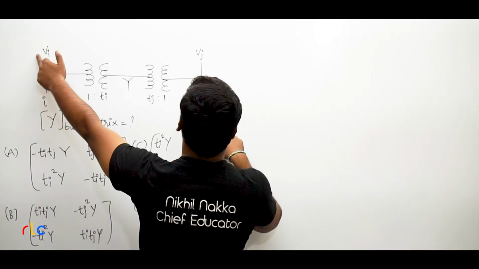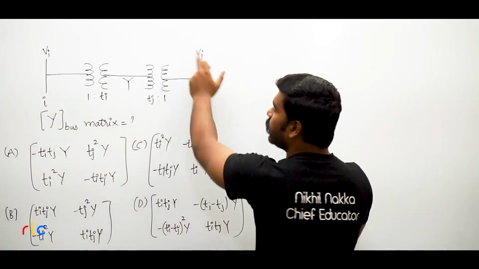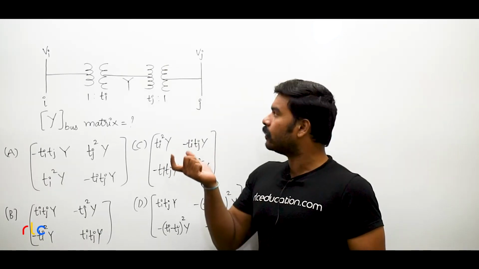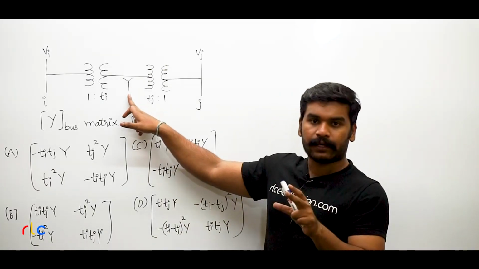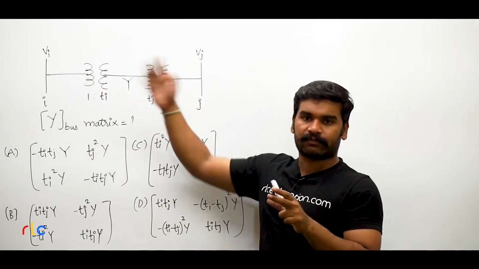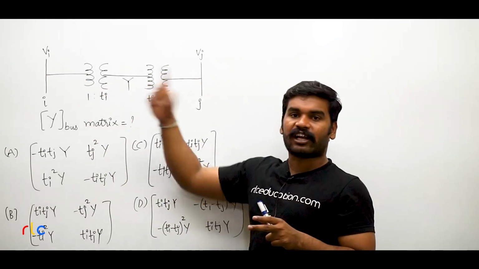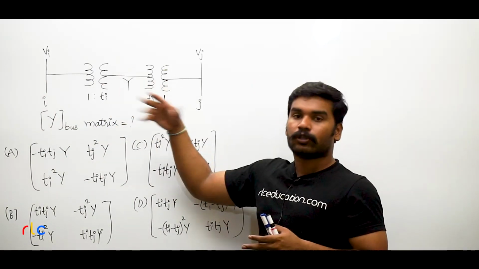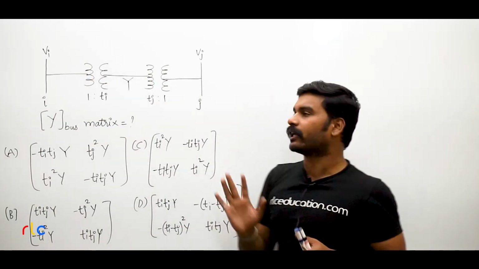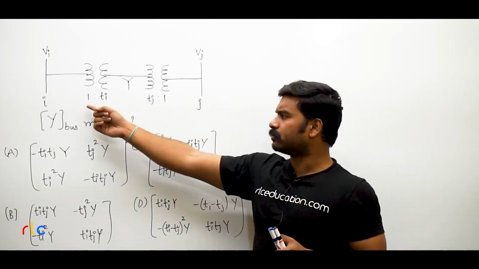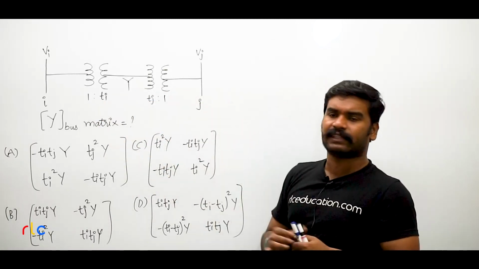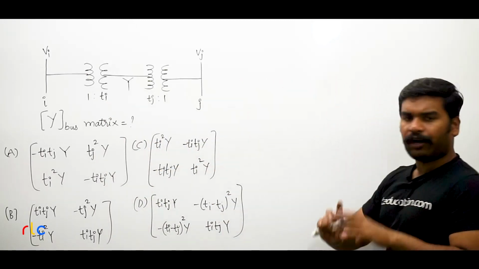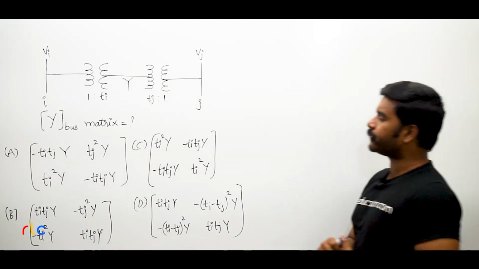Voltage at bus I is VI, voltage at bus J is VJ, and these two buses are connected by a transmission line of admittance Y, and on both sides of this transmission line there are two transformers. I should say these two buses are connected through these transformers and this transmission line Y. Transformer ratios are given like this: 1:TI, TJ:1. And you are supposed to find out what the Ybus matrix is.